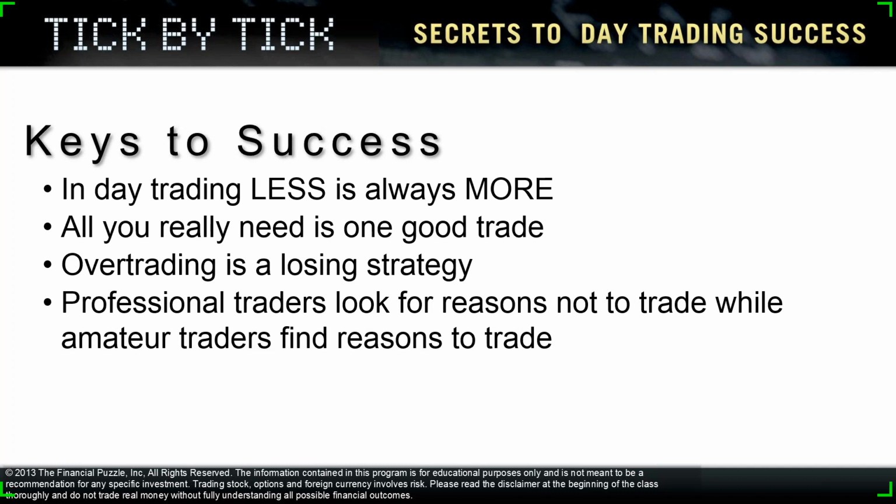And then professional traders, and what I mean by that are the traders that make consistent money, look for reasons not to trade, while novice or amateur traders are always looking for reasons to trade. So when I look at a chart, I'm always looking for things that don't match my plan. Why wouldn't I want to take this trade? Because I want to only trade the best. I only really need one good trade. Overtrading is a losing strategy. So I'm always looking for the best opportunities, and always trying to weed out trades by looking not to trade.